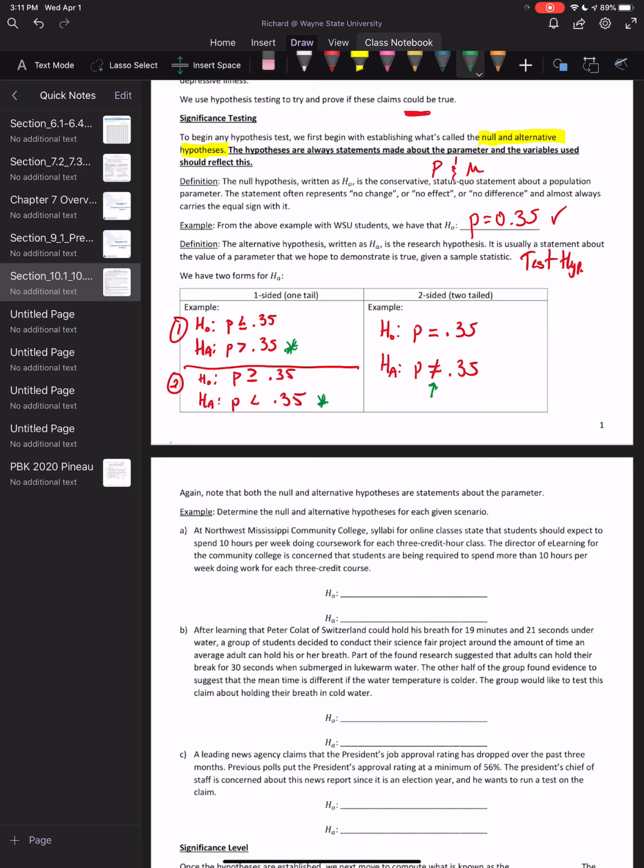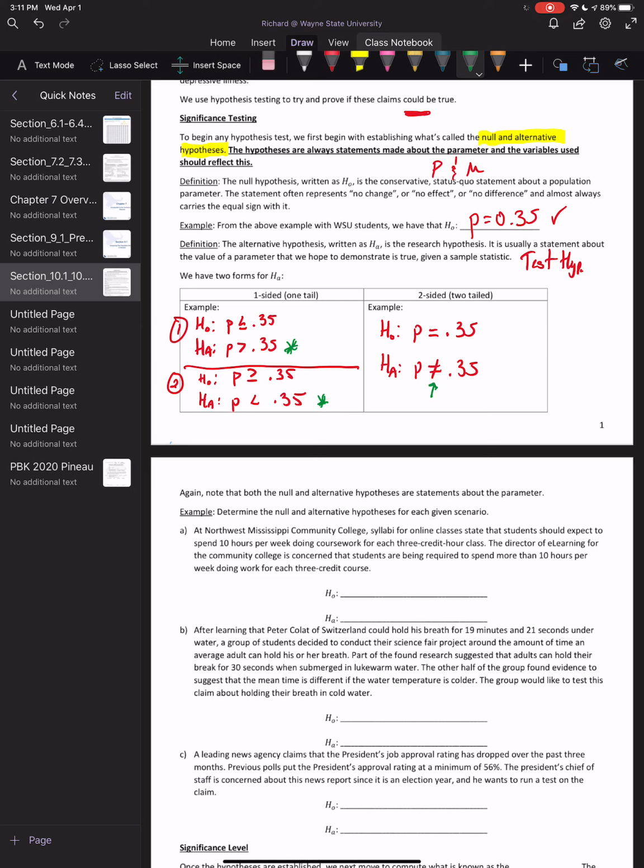Okay, so letter A says, at Northwest Mississippi Community College, syllabi for online classes state that students should expect to spend 10 hours per week doing coursework for each 3-credit-hour course. The director of e-learning for the community college is concerned that students are being required to spend more than 10 hours per week doing work for each 3-credit course.